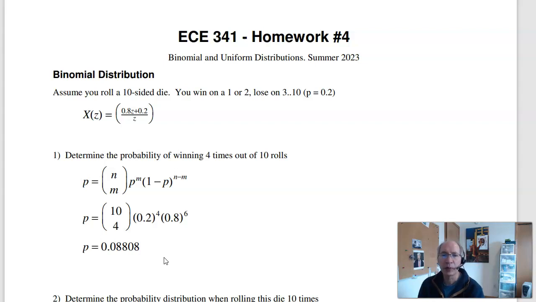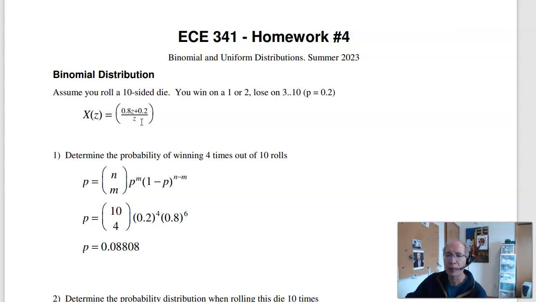Now, assume you roll a 10-sided die and you win on a 1 or a 2, lose on a 3 through 10. So the probability of a success is 0.2. In that case, the moment generating function, or z transform, would be 0.8z plus 0.2. So 20% of the time I get 1 point, I win. 80% of the time I lose.